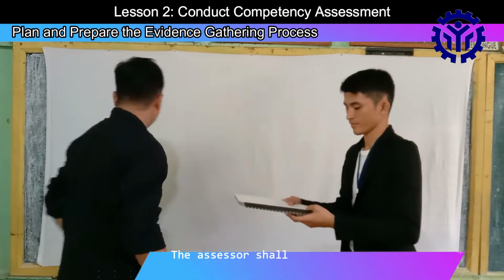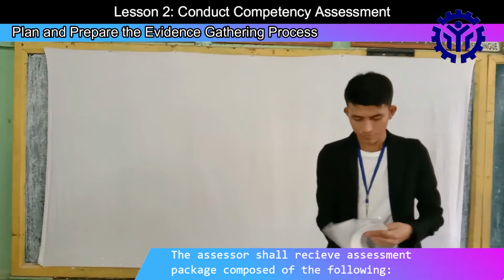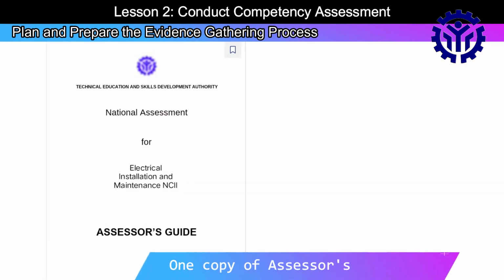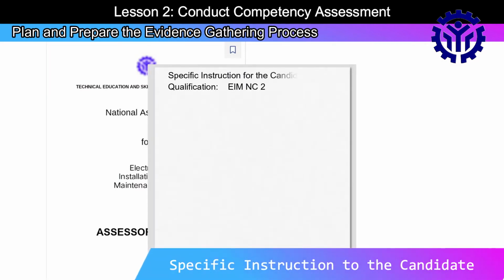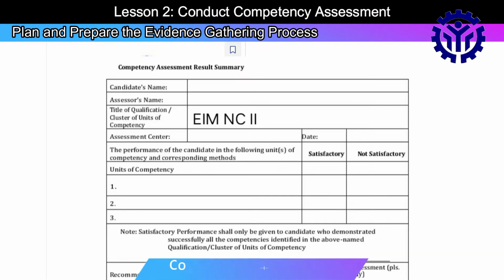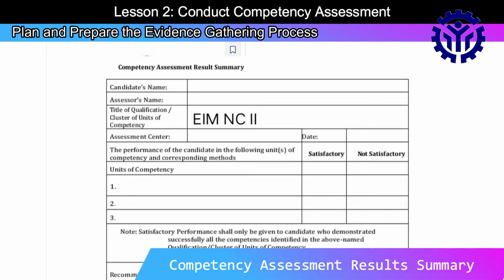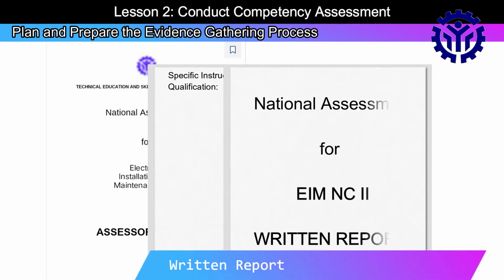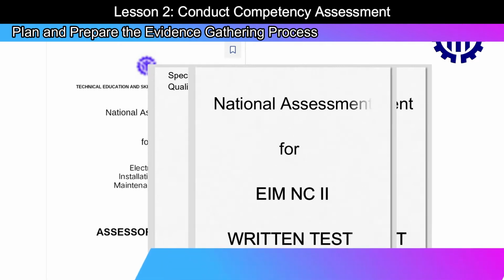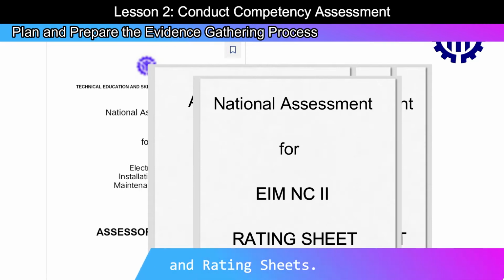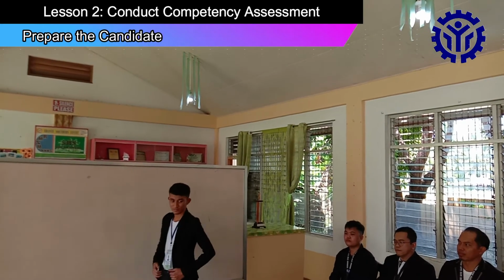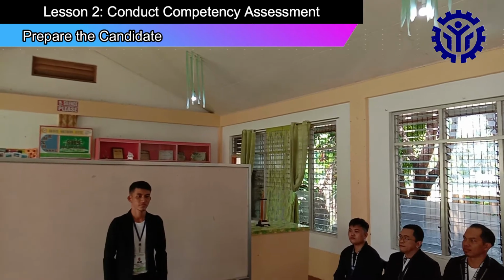The assessor shall receive an assessment package composed of the following: one copy of assessor's guide, specific instruction to the candidate, competency assessment results summary, written report, written test, answer sheets, rating sheets according to the methods of assessment to be used, corresponding to the number of candidates. Prepare the candidate. The assessor shall introduce himself.